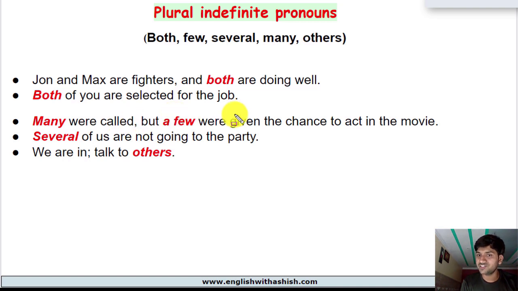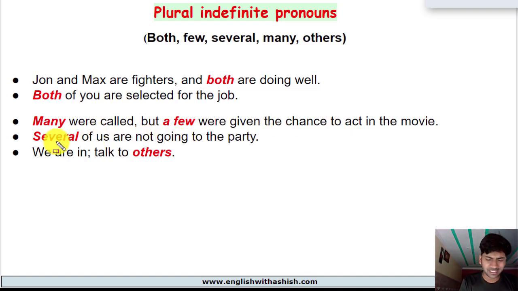Many were called, but a few were given a chance to act in the movie. Many were called, many were, plural verb. Now it's understood from the context that it's obviously people. Many people were called, but a few means more than one, not many though, a couple of, right? A few were given the chance to act in the movie. Many were called, plural pronoun, plural verb. But a few, plural subject, were given, plural verb. A few means more than one, not many though.